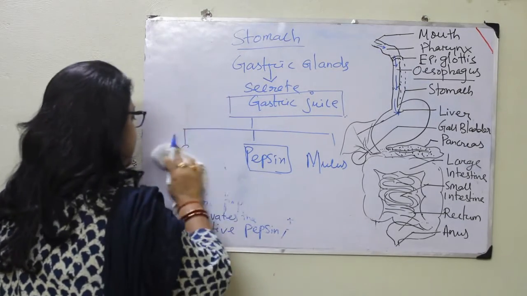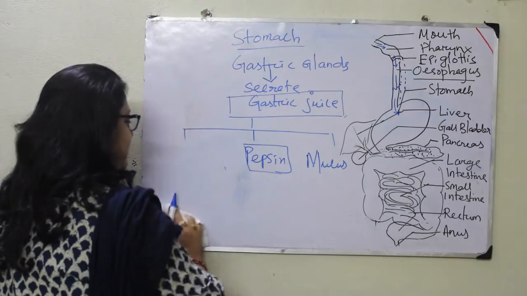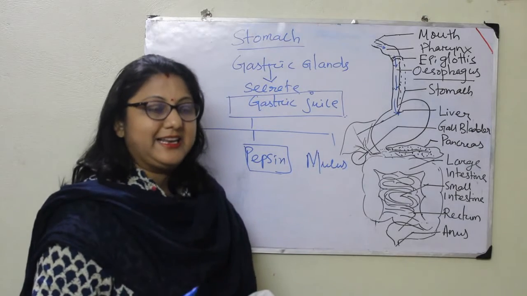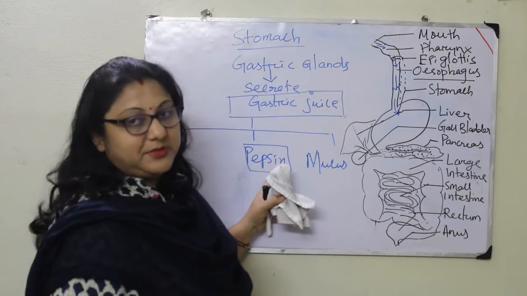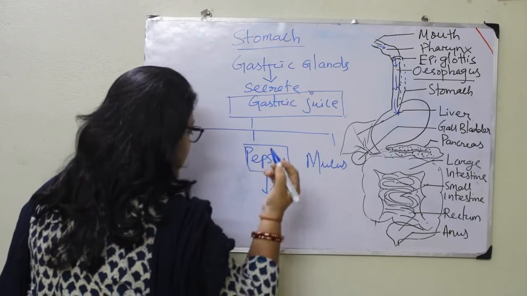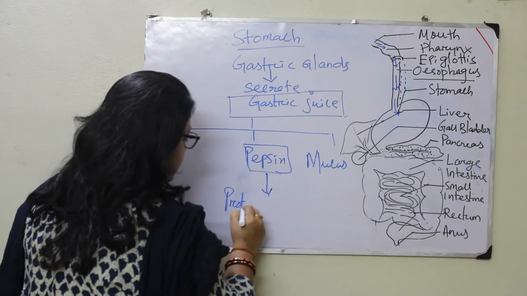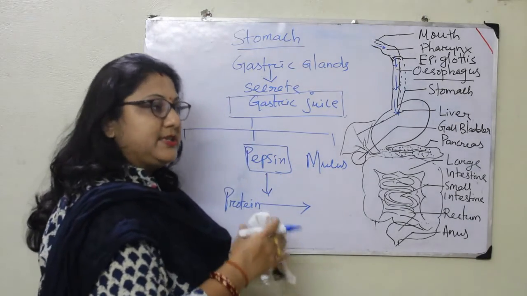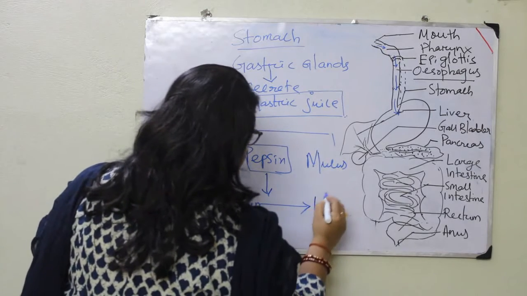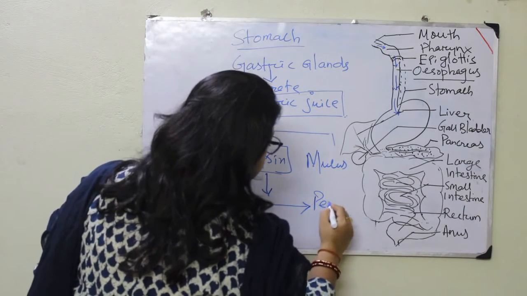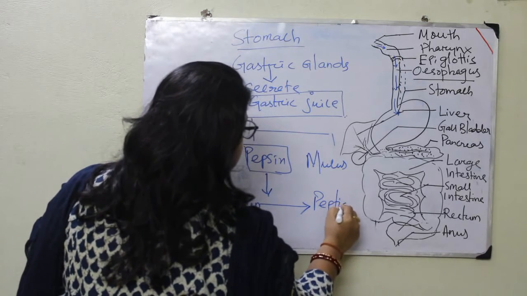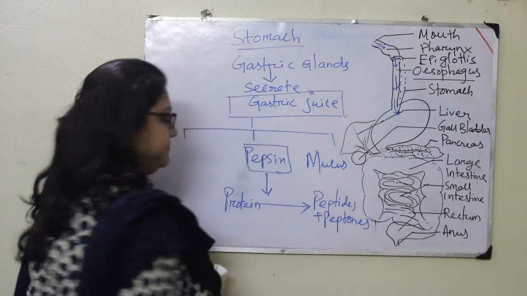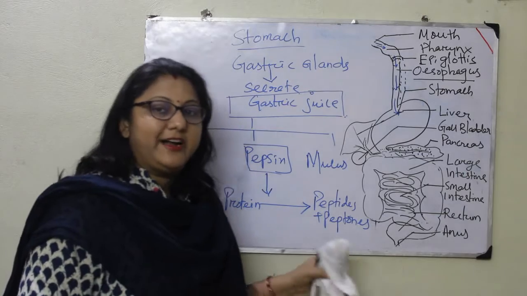Okay. Now what is the role of pepsin here? Pepsin, as I told, is a protein digesting enzyme. So whatever protein is there in the food is immediately acted upon by this pepsin. Clear? So pepsin acts on protein of the food and converts them into simpler forms, that is peptides plus peptones. Okay, these are simplified proteins.